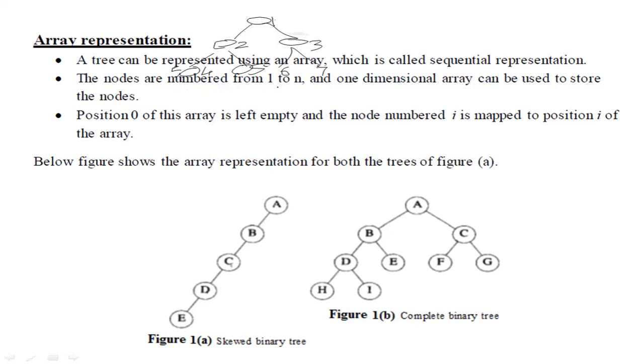The nodes are numbered from 1 to n, and this numbering is done from top to bottom and left to right. Top meaning starting from the root node. A one-dimensional array can be used to store these nodes. So I can number it like this, and use a one-dimensional array to save the nodes. Position 0 of an array, since we know array index starts with 0.